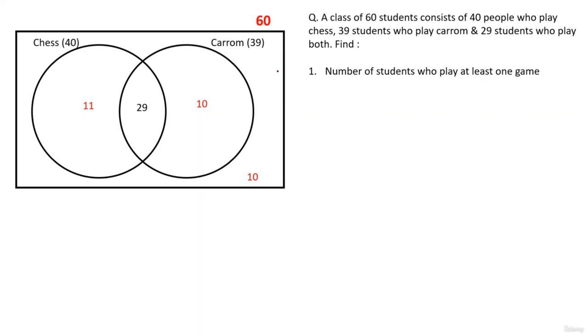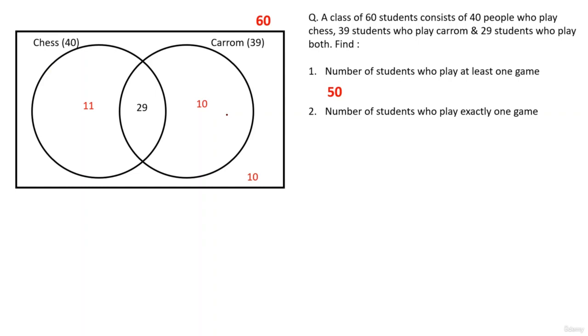Let's see. First question is number of students who play at least one game. As I told you, at least one क्या हो जाएगा? Exactly one वाले and then both वाले, right? So 11 plus 29 plus 10, the answer is 50. Or you can also say this is entire circle being 40. उसमें आपने 10 add कर दिया, 50 ऐसे भी हो जाएगा, right? एक ही बात है.